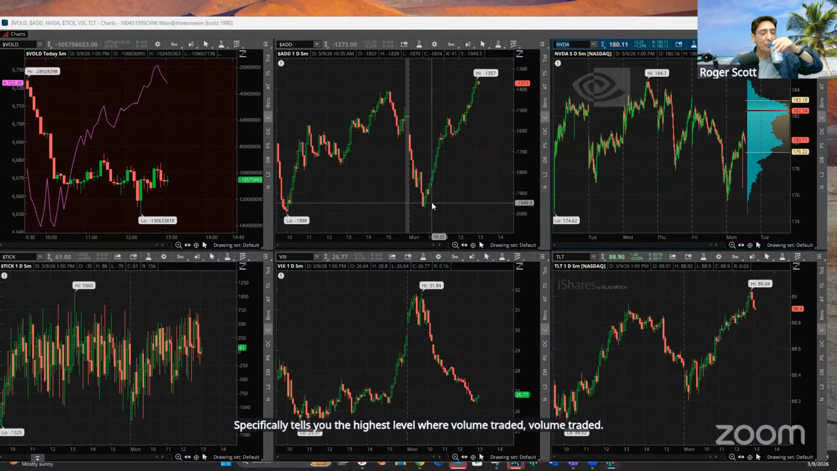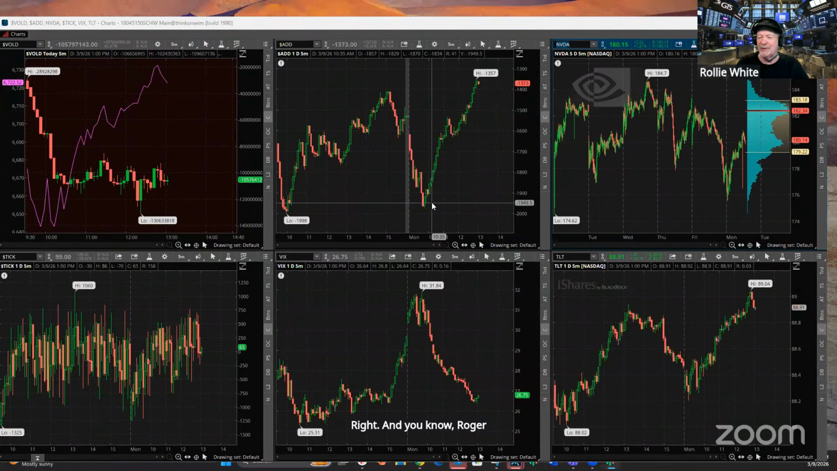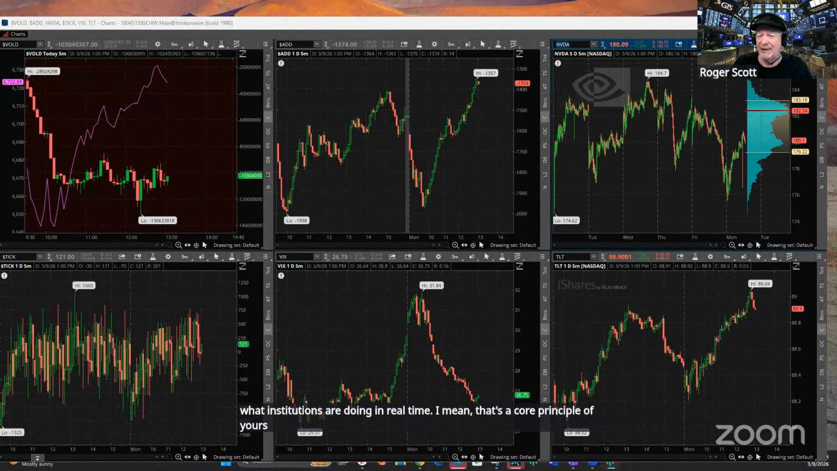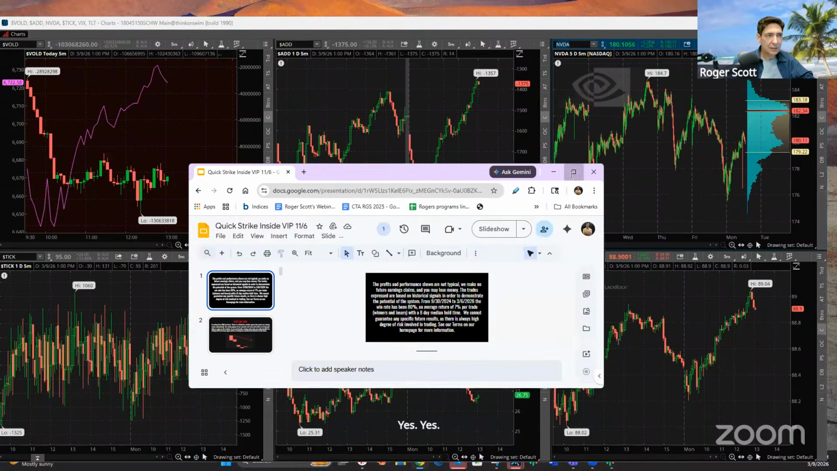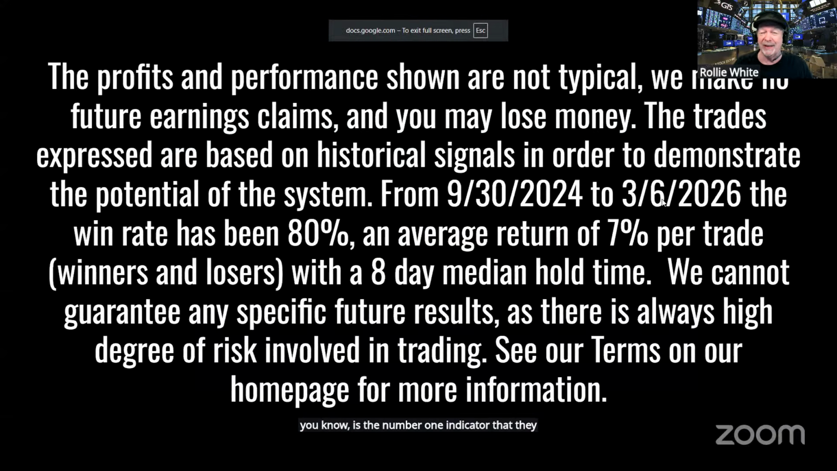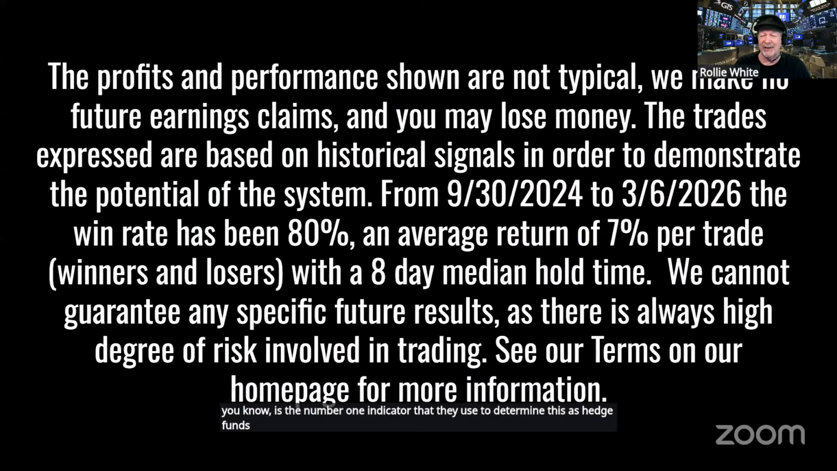Right. And you know, Roger, you have such a focus on wanting to track and see what institutions are doing in real time. I mean, that's a core principle of yours. And then when you find out that the VWAP is the number one indicator that hedge funds and big institutions use to determine this, it closes the loop, in my opinion.